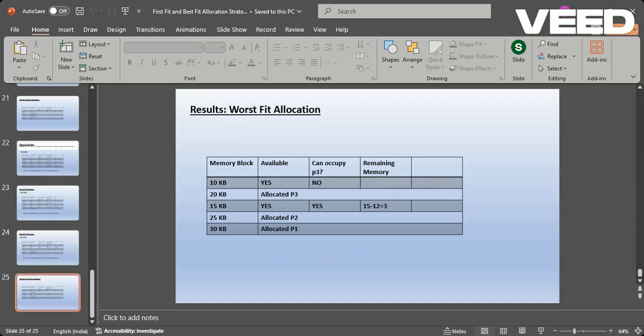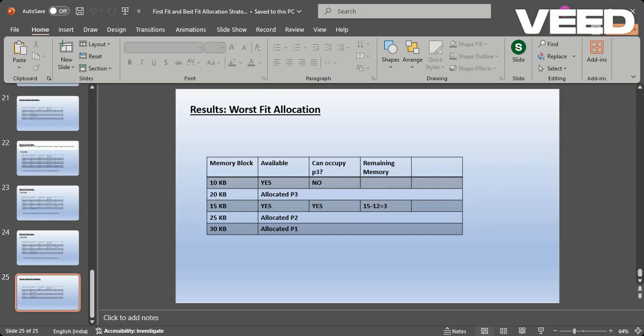Okay. So then the result of this allocation strategy: the 20 KB memory block is allocated to P3, the 25 KB location is allocated to the P2 process, and the 30 KB block is allocated to the P1 process. This is the worst fit allocation strategy. Okay, hope you understood. In the case of first fit allocation, we need to find out the first memory block which is large enough to store a particular process. That will be the location suitable for the corresponding process.